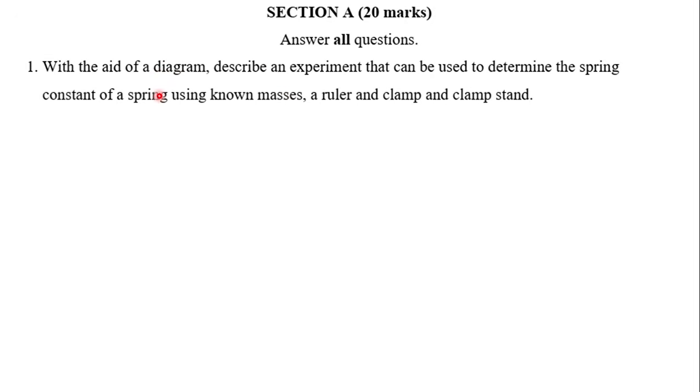Spring constant will be determined from Hooke's law. Hooke's law says that the extension of a spring is directly proportional to the force acting on it, or F equals Ke, where F is force, K is spring constant, and e is extension. So to find K, we just need some values of F and e, and then we plot a graph. The gradient of such a graph will give us the value of K. That's a plot of force against extension will produce a straight line whose gradient is going to be K. So that should be the target when you're describing this experiment.